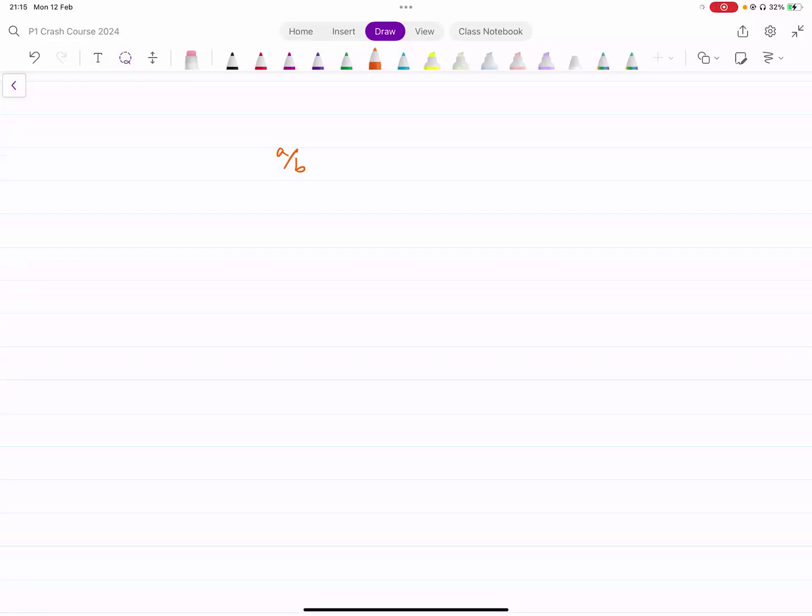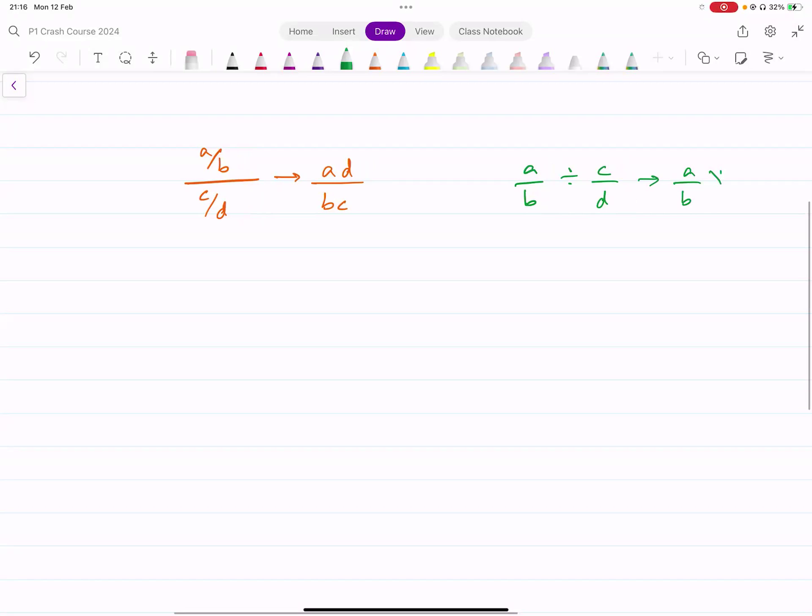A over B over C over D. If you have something like this, it can be written as A into D divided by B into C. Okay, how does that work? A over B over C over D is the same thing as A over B divided by C over D. Converted to multiplication form, that becomes A over B into D over C. And that's where we get this from, AD over BC.